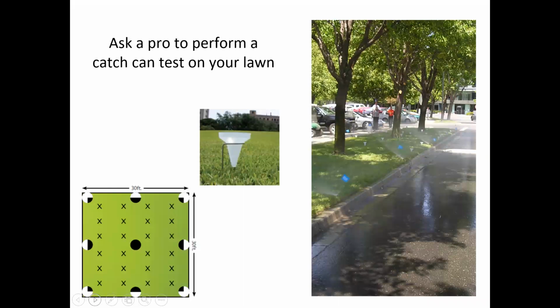And one way to really assess your distribution uniformity is to do a catch can test, which is where you lay cans in a grid form and turn on your irrigation system for a certain amount of time and measure how much water is captured in each can. This is something that's pretty technical and can take a lot of time, so I do recommend, if this is something that you're interested in, having a professional do this for you.